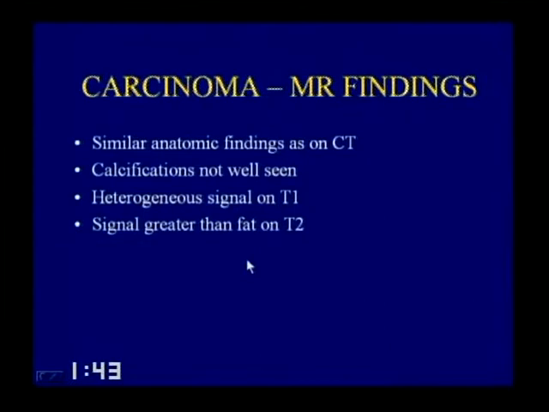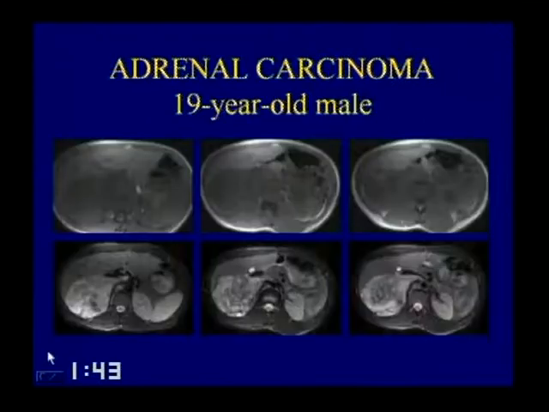Again, carcinoma on MR, you're looking for heterogeneous signal on T1 and slightly bright T2 signal. You're not going to see the calcifications the way you see them on CT scan. And here's an example of an adrenal carcinoma in a 19-year-old male.